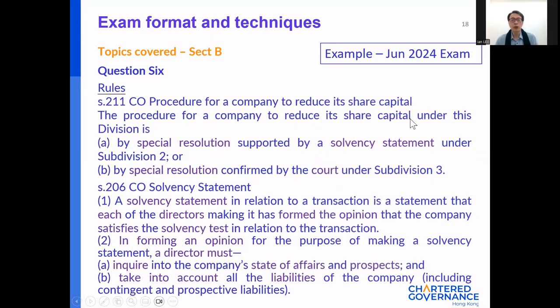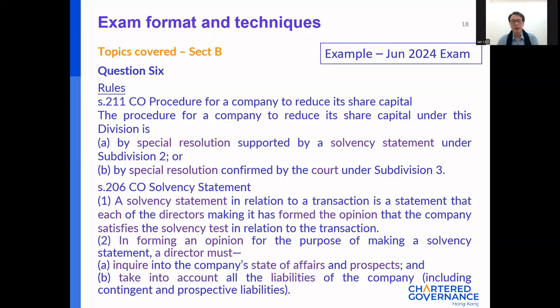So let's look at section 211. Basically, if you want to reduce the share capital of your company, there are two methods you can use, one or the other. Subsection A is by resolution supported by a solvency statement. That is generally known as the court-free approach, meaning there's no need to involve the court, usually. The second approach is by special resolution confirmed by the court. So those are the two possible paths you can take.